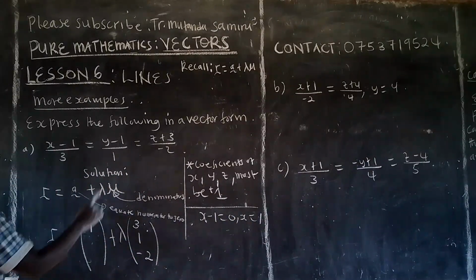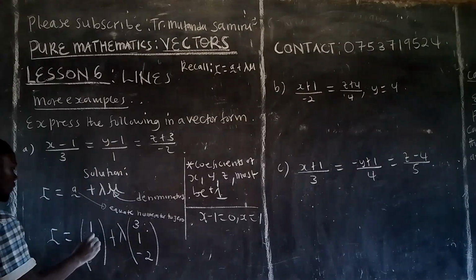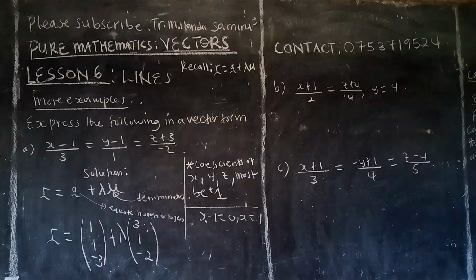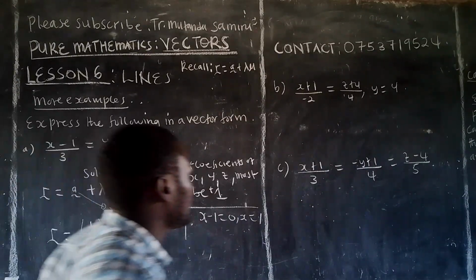So here I have a 1. Equate y to 0, it will go the other side to become a 1. Equate z to 0, it will become a negative 3. And with that, you're finished. Write what you call a vector equation. It is as simple as that.